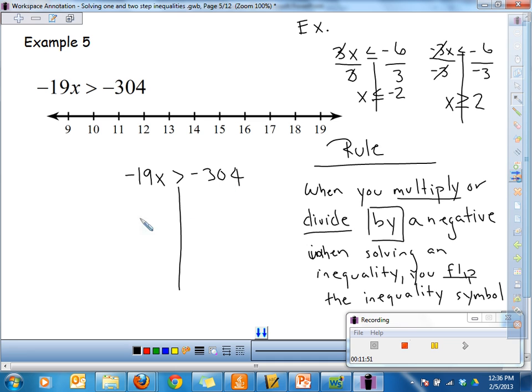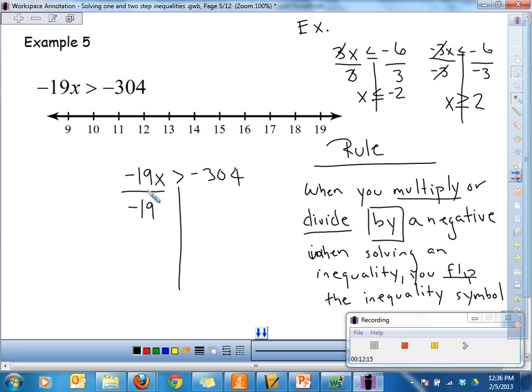Let's do an example like this. I have negative 19x is greater than negative 304. So let's talk about what we would do. First thing I need to figure out is how do I get x alone? Well, between negative 19 and x is multiplication, and to undo multiplication I need to divide. So I need to divide this side by a negative 19.